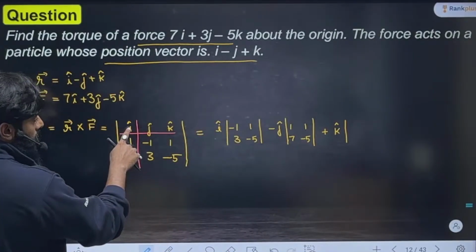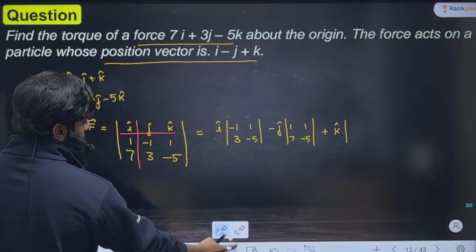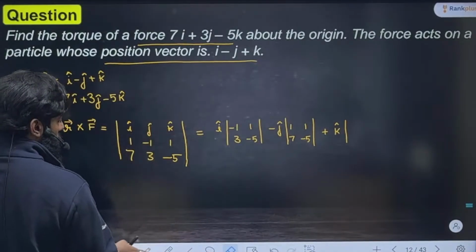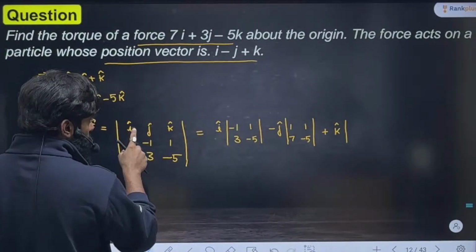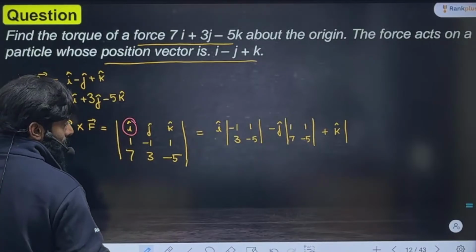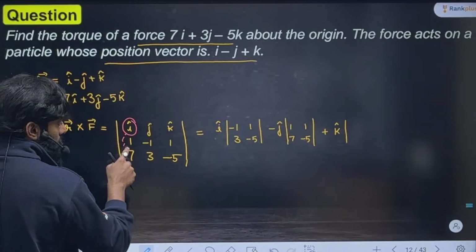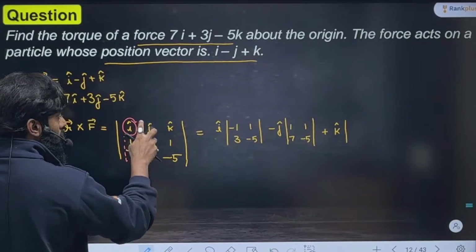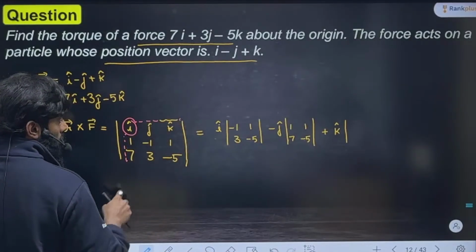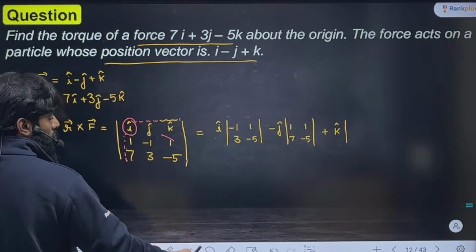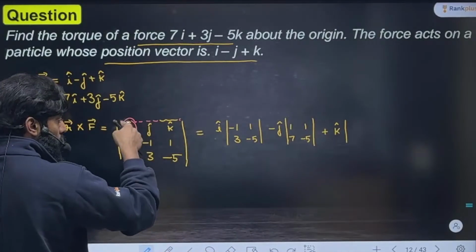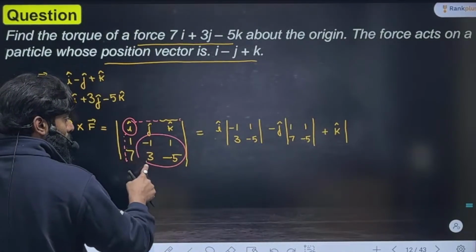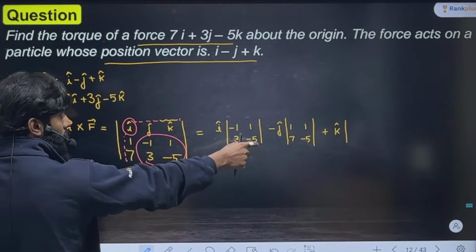See, here what I am doing is replacing. For the first thing, for this i cap, I am not considering this column and not considering this. If I'm not considering the first row and first column, then these values are left. So this is what I have kept there.